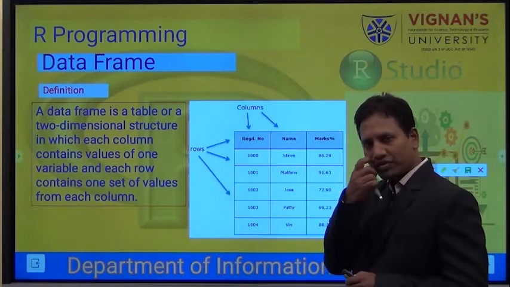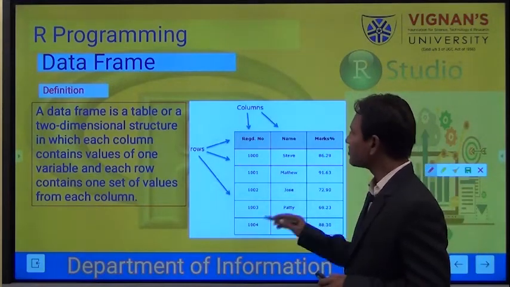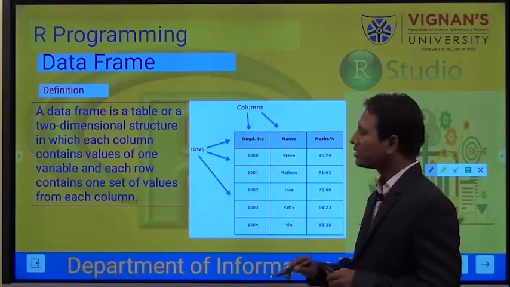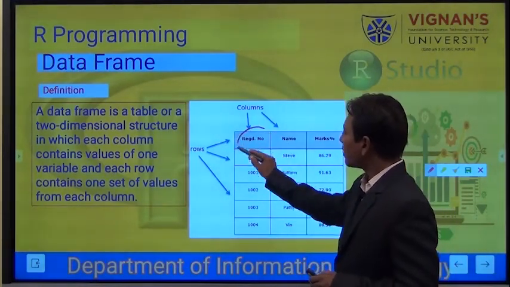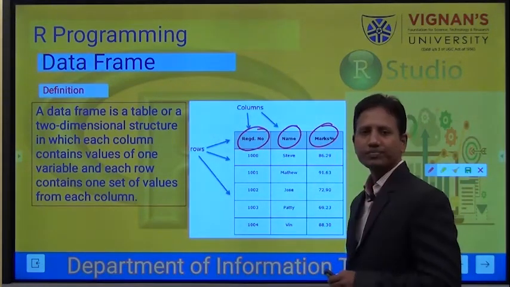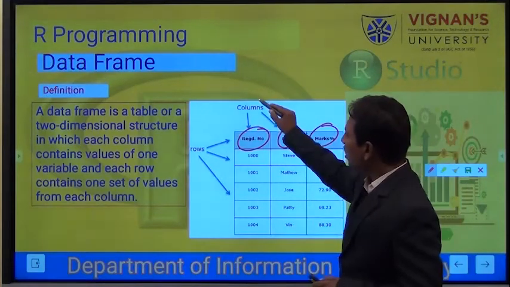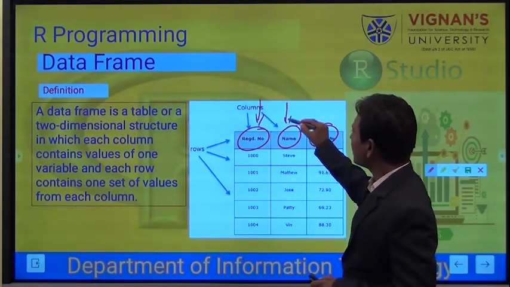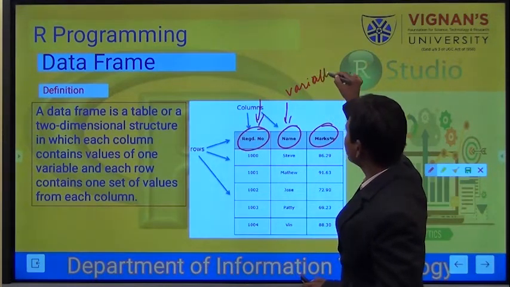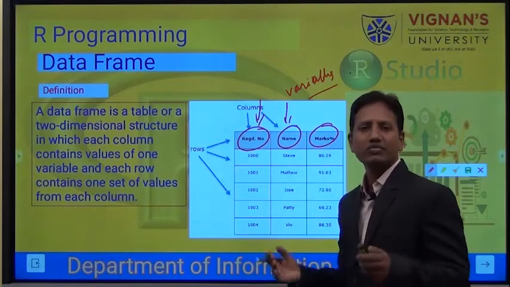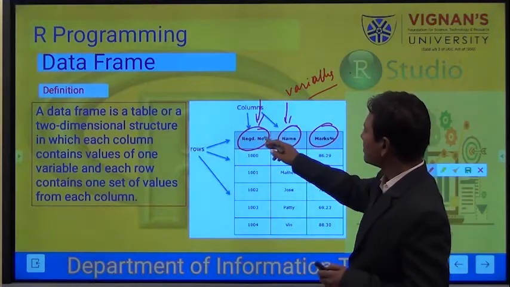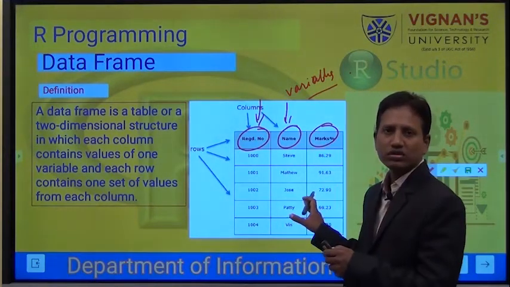Here, if you observe, it's two-dimensional, rows and columns. And the column names are register number, name and marks. These columns we are going to call variables, or sometimes we can call them features also, because these are going to talk about the data.